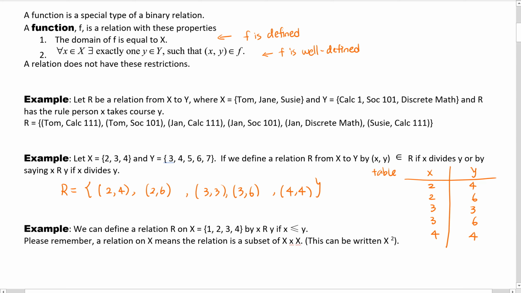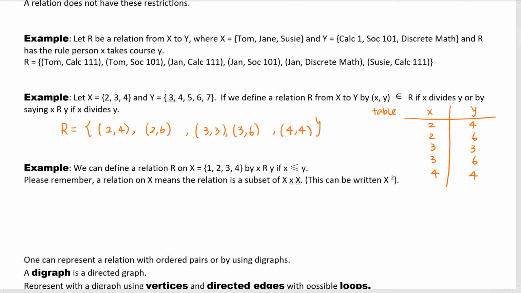Okay, let's continue. We can define a relation R on X, where X is {1, 2, 3, 4}, by xRy if x is less than or equal to y. Please remember a relation on X means the relation is a subset of X Cartesian product with X. This Cartesian product can also be written as X squared. It's like R² is R Cartesian product with R, right?